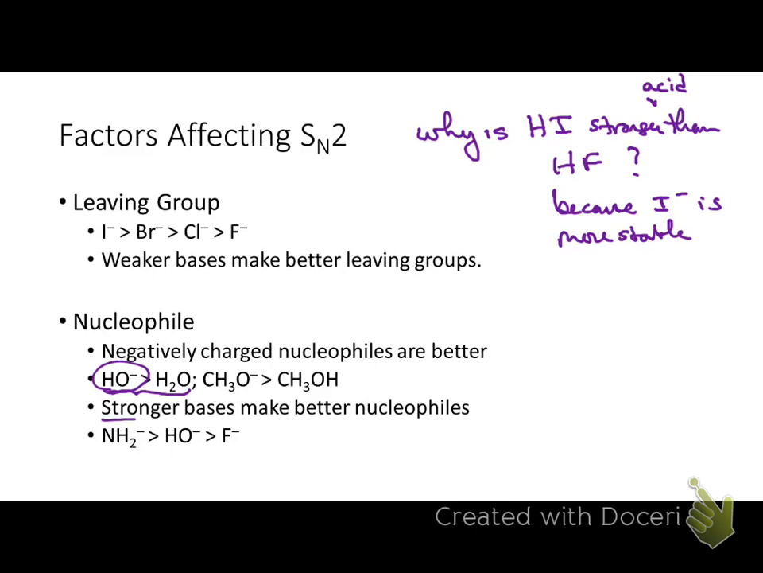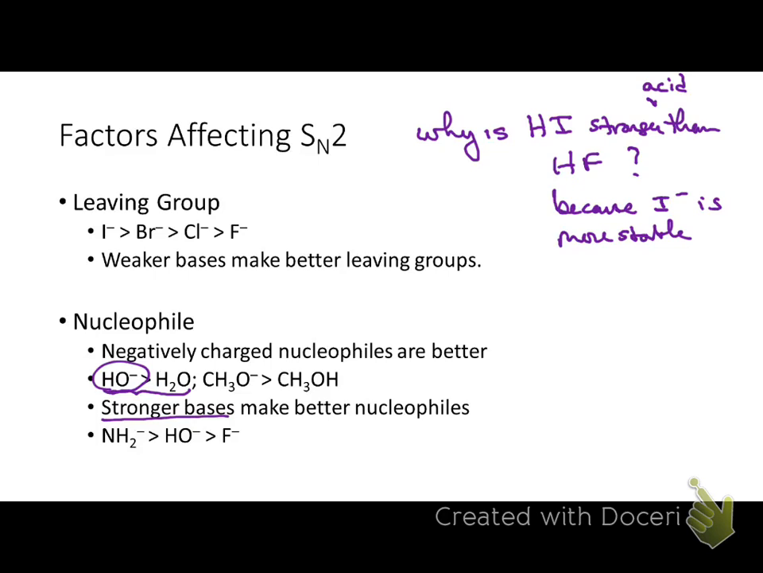Also, stronger bases are better nucleophiles. Okay? Stronger bases are better nucleophiles. Now, saying that, this is a stronger base than this is a stronger base than that, so this would be the best nucleophile, and this is the worst nucleophile. That is, if it's an SN2 reaction, you look at acid and base strength, and you could determine which one's a better nucleophile.